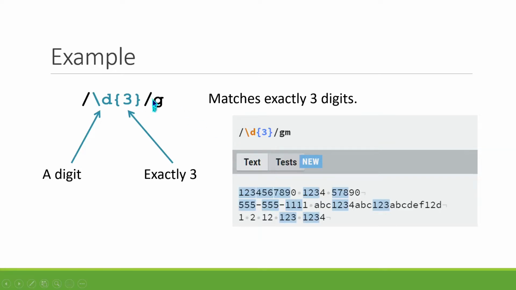Now, after the second forward slash is where we would see our flags. In this case, we see the global flag, indicating that it's treating the entire block of text here in our tool as a single input field. So it's going to search for all the occurrences of 3 digits stuck together.